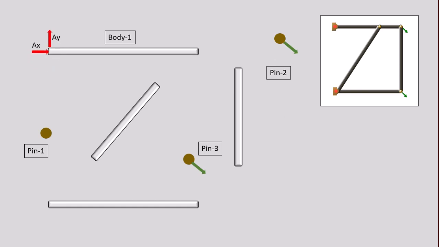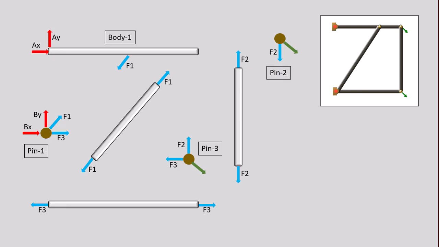Top pin, support force. Bottom pin, support forces. Two-force member. Another two-force member. Another two-force member. At this pin, just because we have a multi-force member, we will have two components, X and Y. So now all the free body diagrams are drawn. Remember, whole free body diagram didn't give us Ax, Ay, or Bx, By.